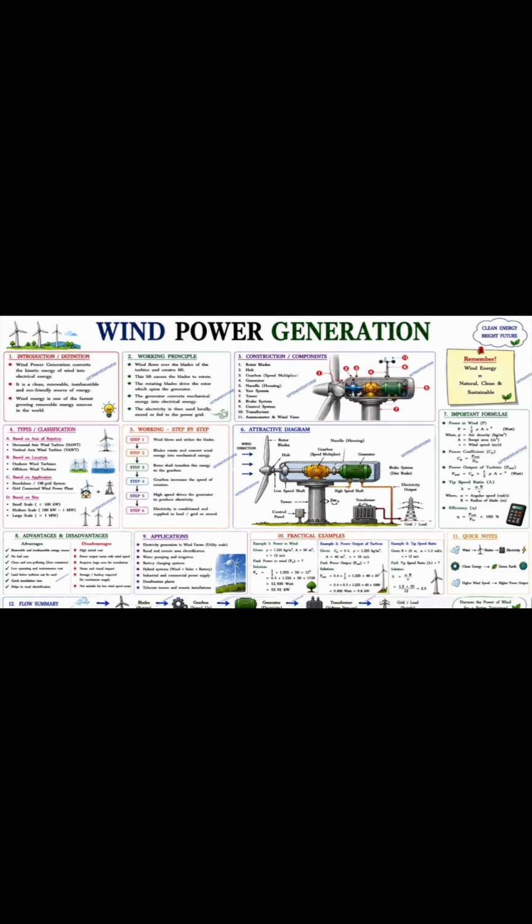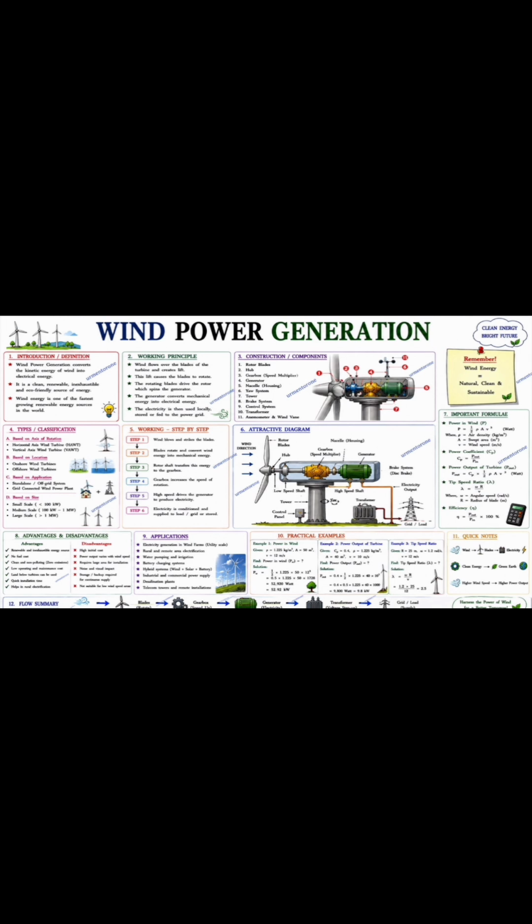Types, classification. A. Based on axis of rotation: horizontal axis wind turbine, vertical axis wind turbine. B. Based on location: onshore wind turbines, offshore wind turbines. C. Based on application: standalone off-grid system, grid-connected wind power plant. D. Based on size: small scale to 1 megawatt.